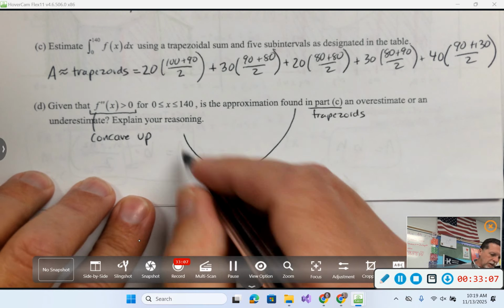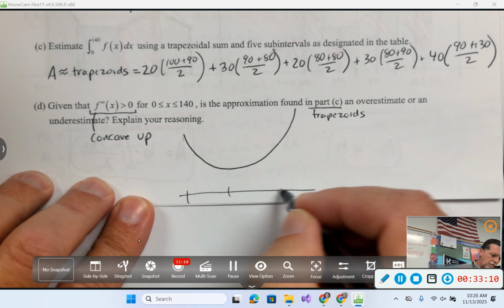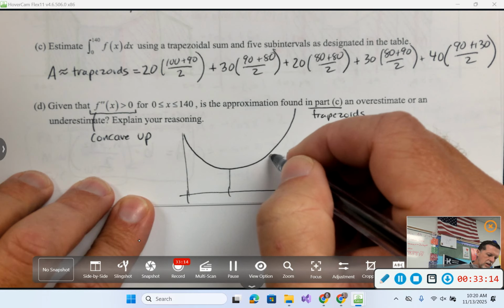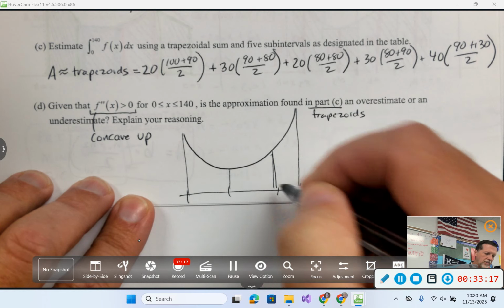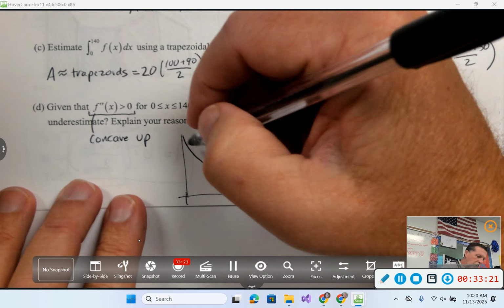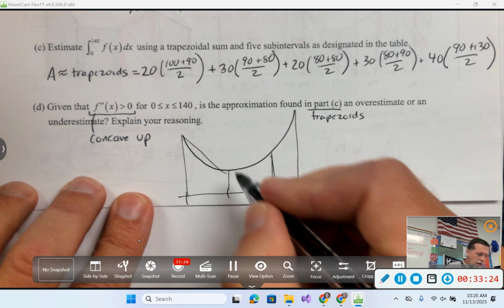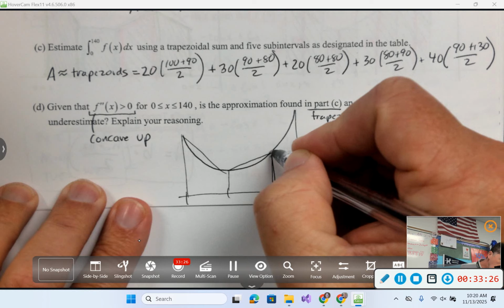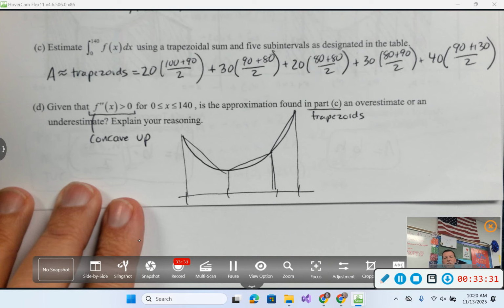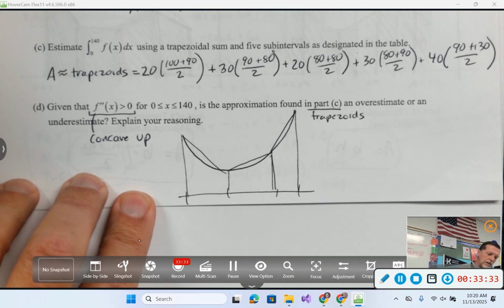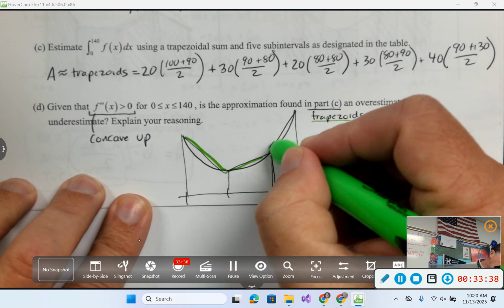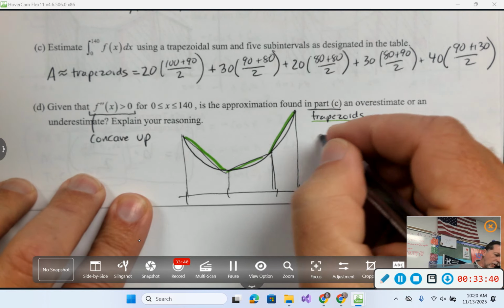And I don't know, let's put 3 trapezoids in there. I think that'll be enough for us to see. Actually, the fewer the better on seeing if it's over or under. So if I draw trapezoids, are my trapezoids over or under my curve? Over. So that's an overestimate.